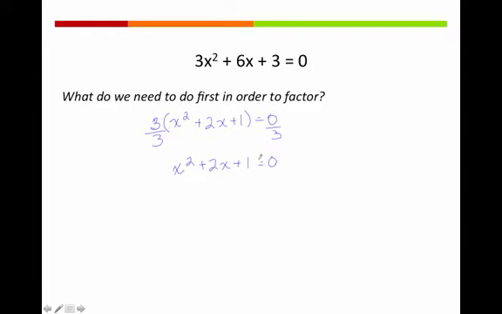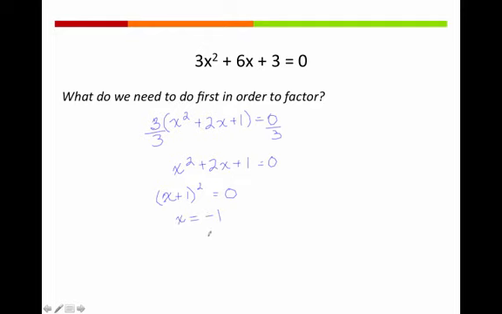Okay, so I've taken out my 3, my greatest common factor. Dividing by 3, I still have 0. So now I just have this set equal to 0. I'm going to factor it into x plus 1 times x plus 1, or x plus 1 squared equals 0. So I know that either x plus 1 equals 0 or x plus 1 equals 0. Therefore, they're both equal to negative 1.